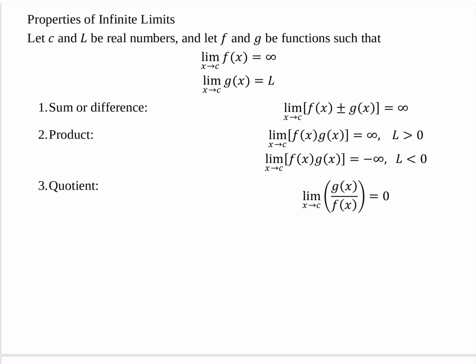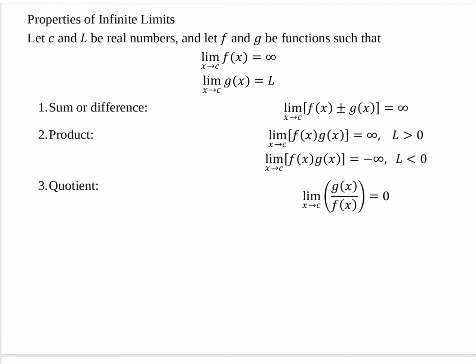Okay, so now we're going to talk about infinite limits. C and L are real numbers, F and G are functions, and here are the rules of this page. The limit as x approaches C of f of x is infinity. The limit as x approaches C of g of x is capital L. So what does x approaches C of f of x equals infinity mean? What are we dealing with in that case? You're dealing with a vertical asymptote. Vertical asymptote, yep. The function's going off to infinity on that vertical asymptote. X approaches C of g of x equals L. That means the limit actually exists there.